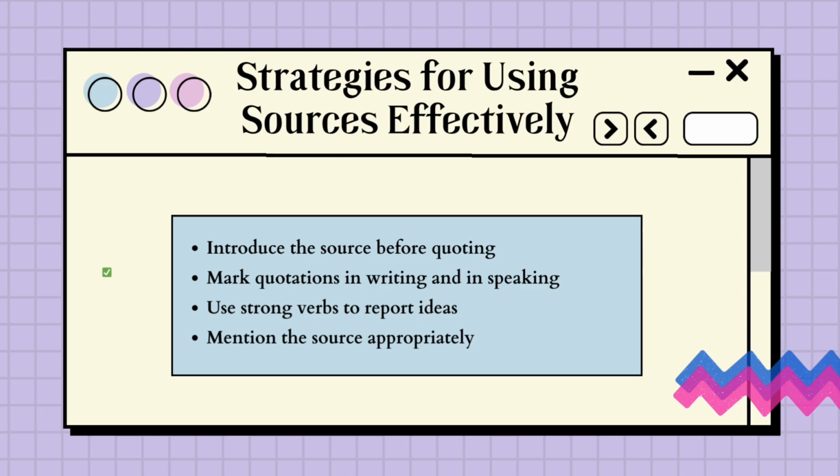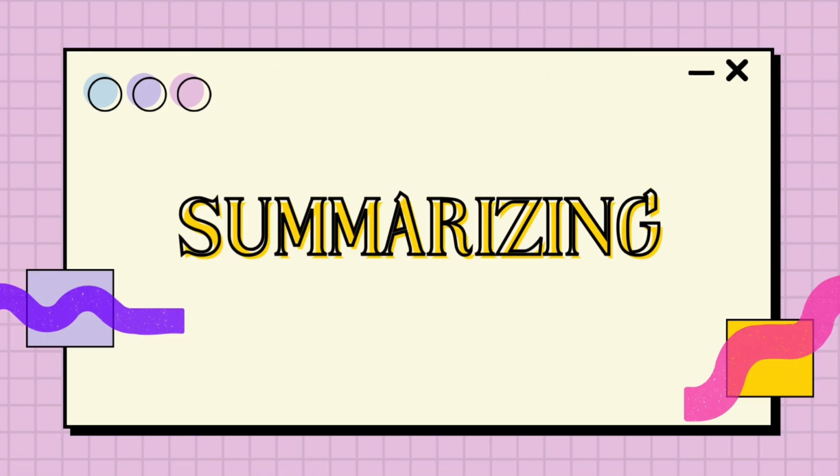And how to use sources effectively? You can always answer this and properly mark quotes, use strong verbs for clarity, and cite sources correctly. The strategies enhance credibility and avoid plagiarism. Do you know what is summarizing? Summarizing is condensing a text by keeping its main ideas while removing unnecessary details. A good summary is clear and maintains the original.